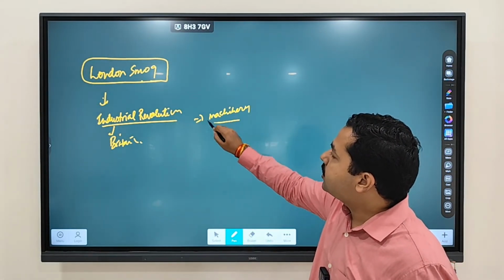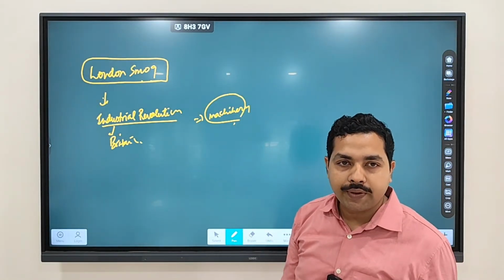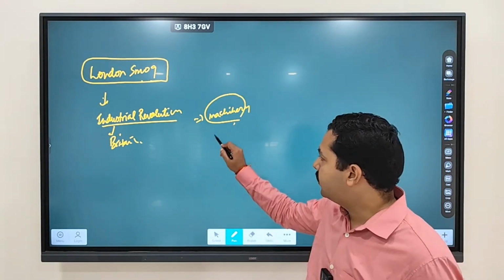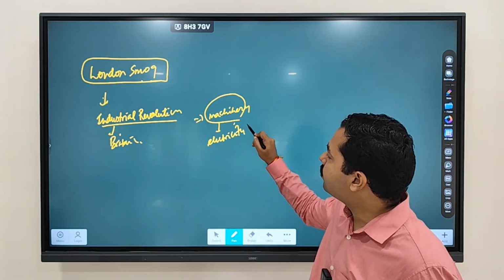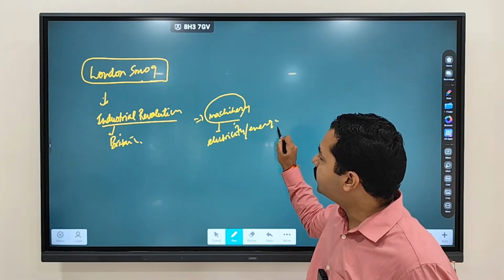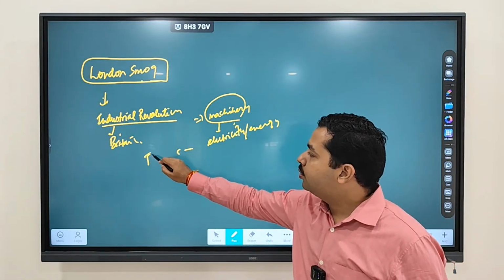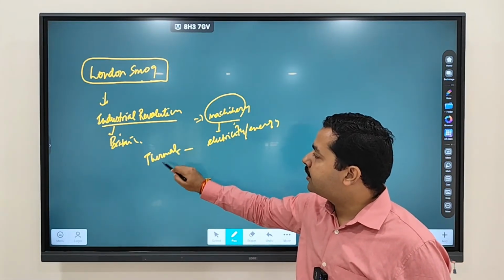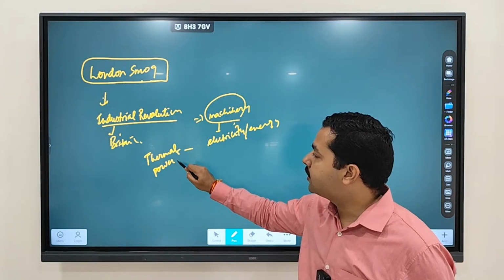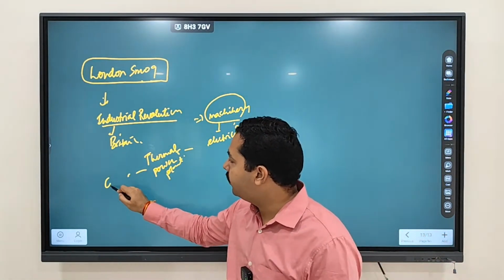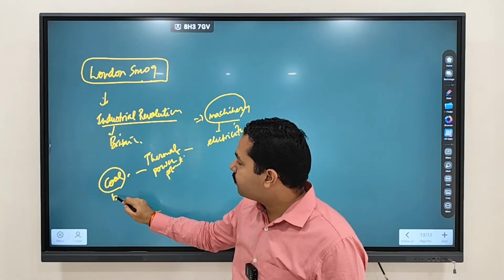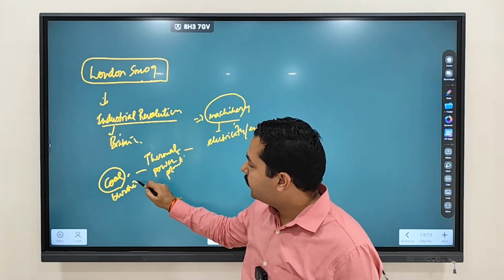To power the machineries, what is required? Electricity or energy is required. How are you producing this electricity or energy? Through thermal power plants. Thermal power plant means what? Coal. Burning of coal is being done.